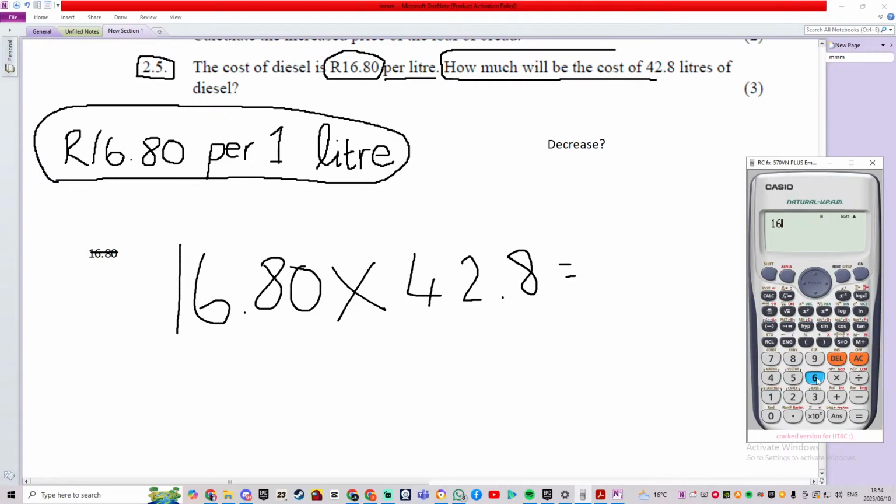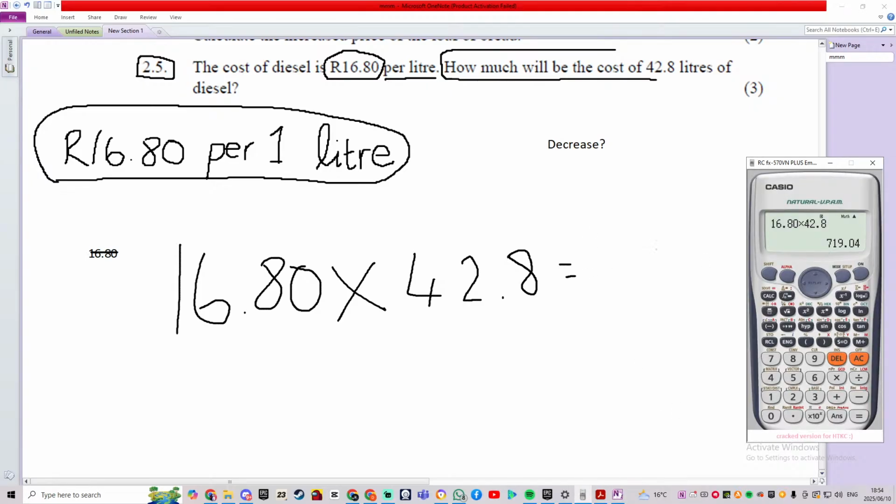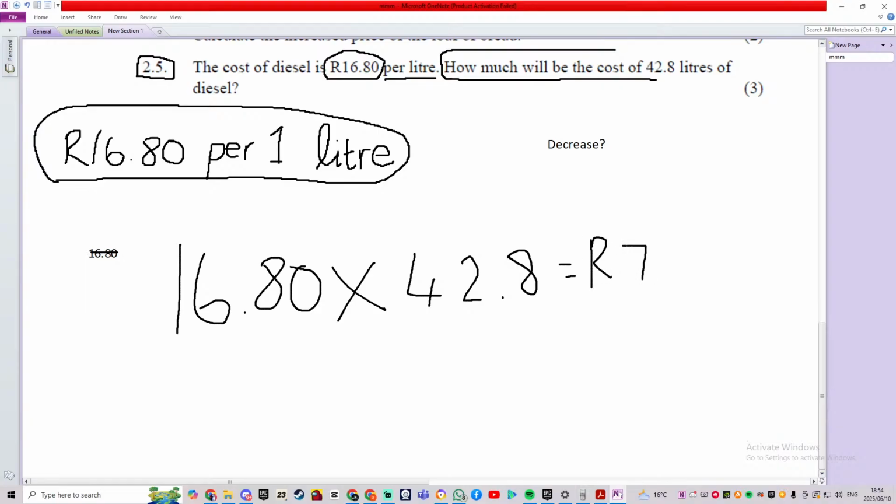So we say 16,80 times 42,8. That's the fractional form, but you always press the SD button for some of us that have these calculators. And our answer is 71904.